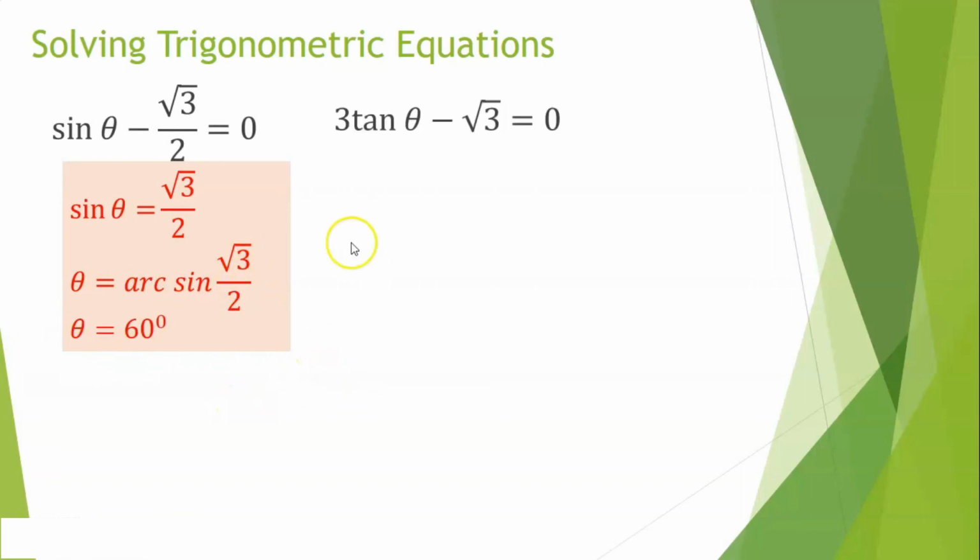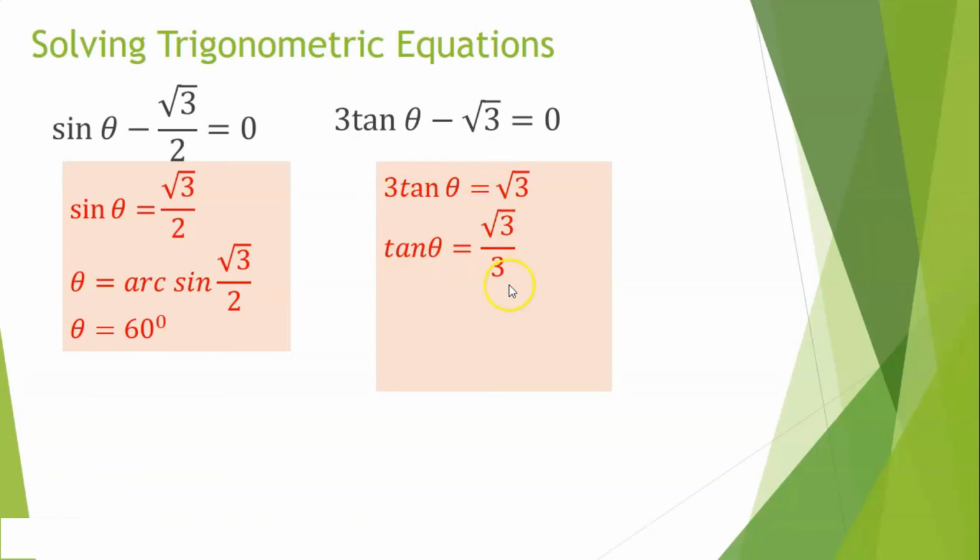Another example. 3 tangent theta minus square root of 3 equals 0. So transfer to the other side, we'll have this. Dividing the entire equation by 3, we will end up with this. So this is arctan of square root of 3 over 3, or that would be 30 degrees.